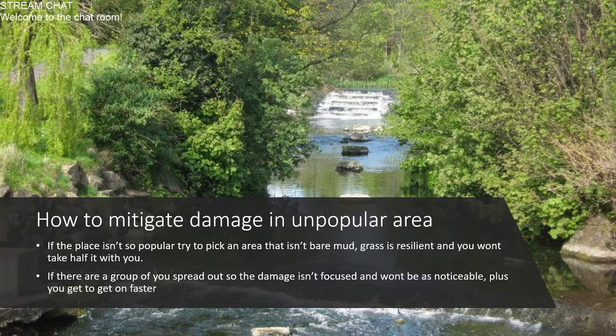What you want to do is try to pick a place that has a bit of grass, because you don't want to seal launch on mud. It's not the most resilient and it just rips up and drags down with it. So pick a bit of grass where it's resilient, and if there's a group, spread out so you will do less damage. Whereas if it's all going to one spot, you will look back and you can see how much damage is done. If you spread out, you won't see the damage too much.